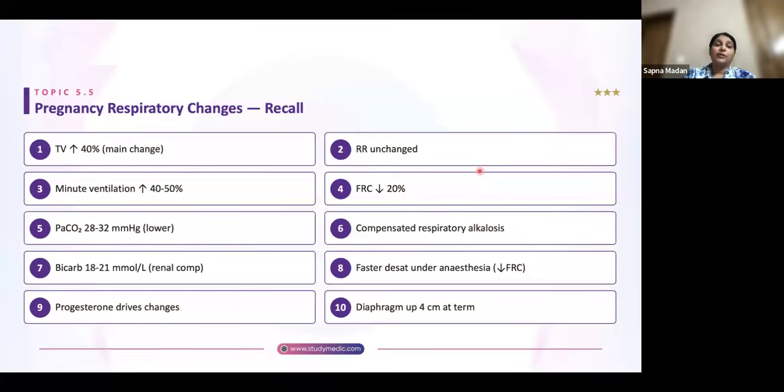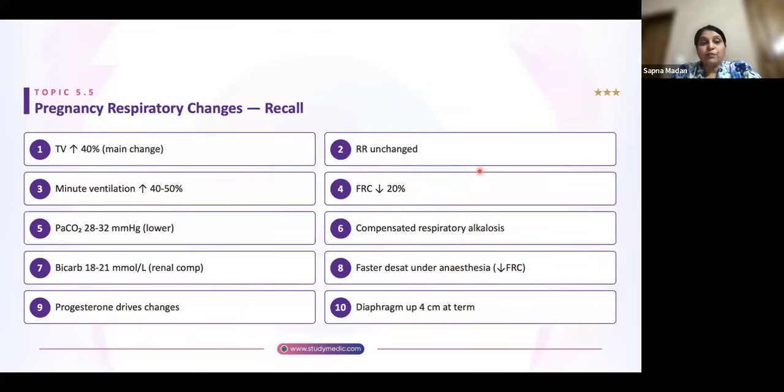Okay, so the tidal volume is increasing by 40%. This is the main change. And because of this tidal volume increasing, the minute volume is also increasing by 40 to 50%. The respiratory rate is unchanged. The functional residual capacity is decreased by 20%, which predisposes the patient to respiratory failure if the patient is anesthetized. Okay, the residual capacity is lowered.